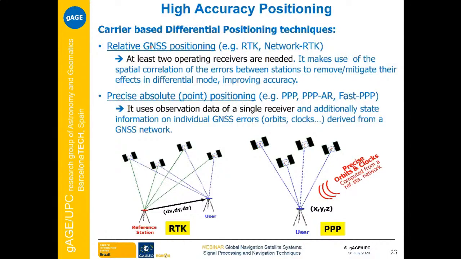The first technique is relative positioning. This is the concept of relative positioning. RTK is illustrated in this figure, and in this case we need at least two receivers. We need a reference station and a user receiver, and we estimate the baseline between reference station and user receiver. And the idea is the same as before. The idea is that users in reference station and user in a local area see similar errors, and these errors cancel in differential mode.